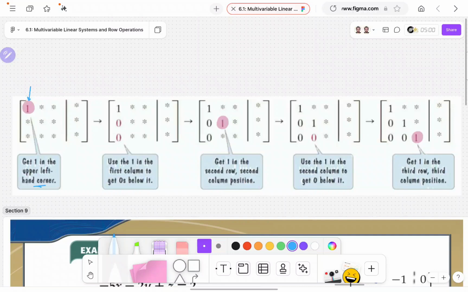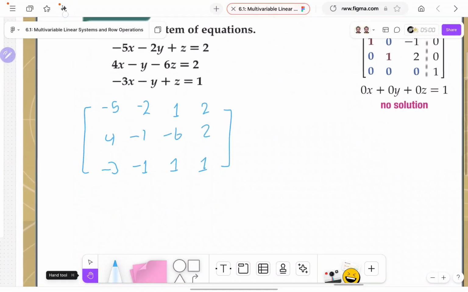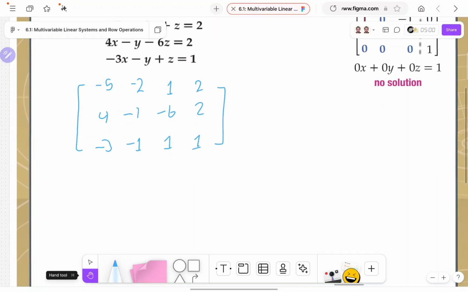Then after we make this value, we need to make this value equal 0 by solving row 1 with row 2. And I need to make this value equal 0 by solving row 1 with row 3. So the first step is to make this value equal 1, then these 2 values equal to 0. Now, how can we make -5 equal to 1? By dividing, of course, by what? By dividing by 5.